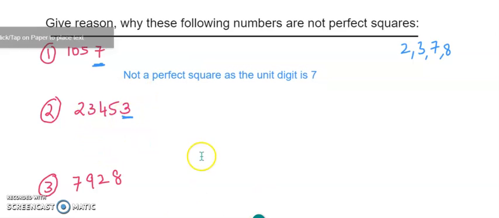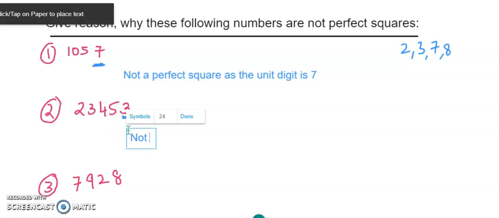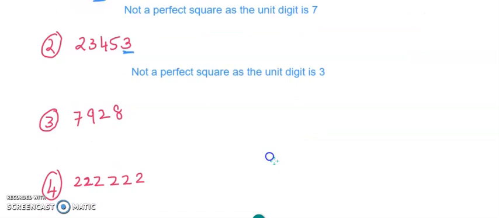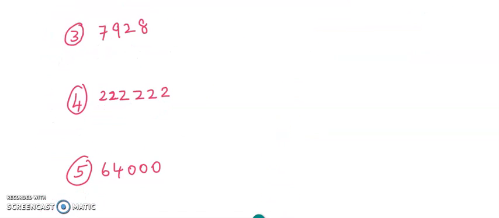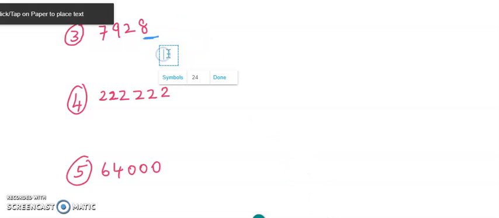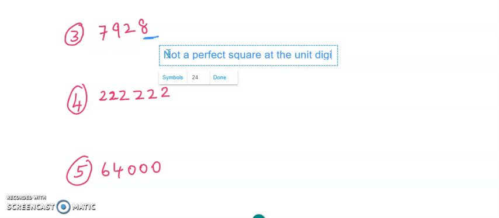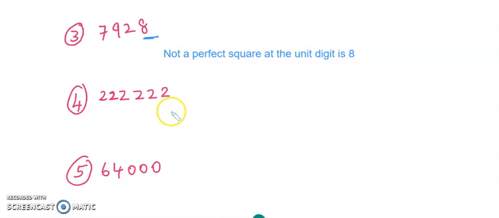Again, the last digit is 3. So again, it is not a perfect square as the unit digit is 3. It's a rule, so we'll directly write it. Nothing else you have to say. Next, 7, 9, 2, 8. So 8, not possible. So not a perfect square as the unit digit is 8. Clear?